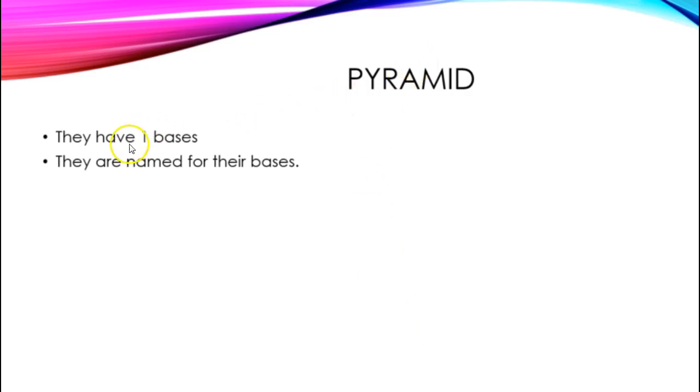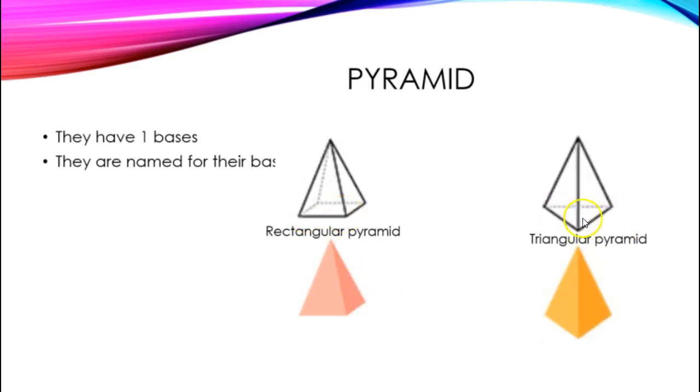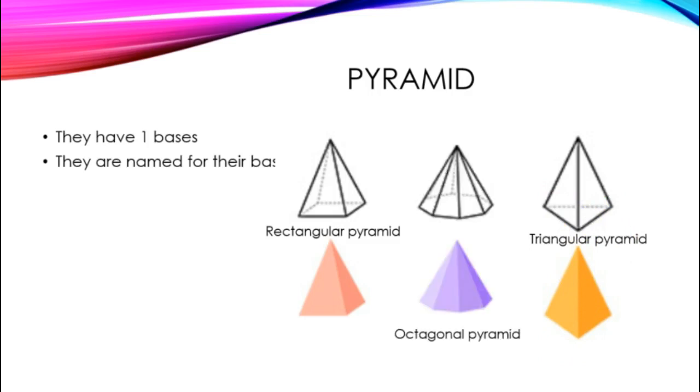Pyramids are our second kind. They have one base, and again, they're named by their bases. For instance, the base of this is a rectangle, so this is a rectangular pyramid. Triangle base, so a triangular pyramid. Or even an octagonal pyramid if the base was an octagon.